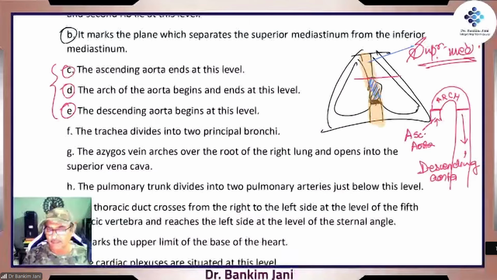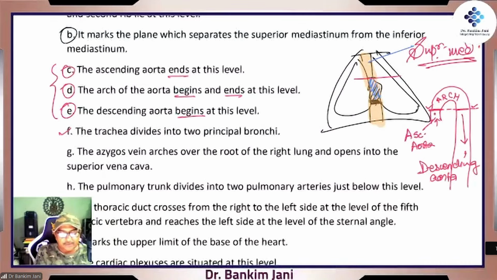I'll write it, but just understand that this is where the ascending aorta ends, and then the arch starts. So it makes sense that the ascending aorta ends at this level. The arch of aorta begins and ends, and the descending aorta begins. So practically all of them are one concept.